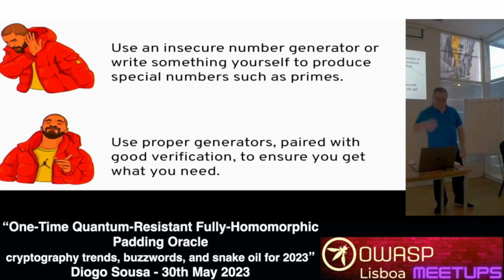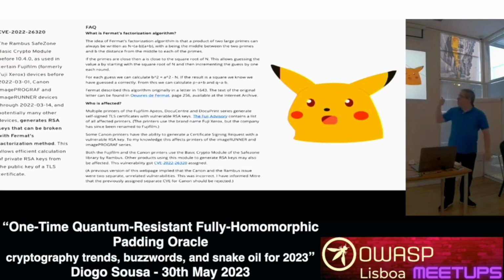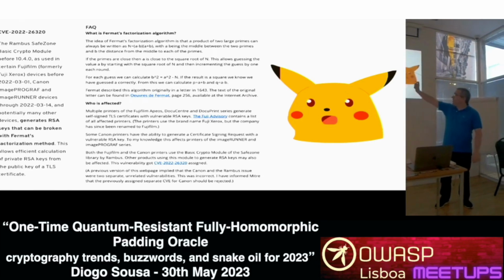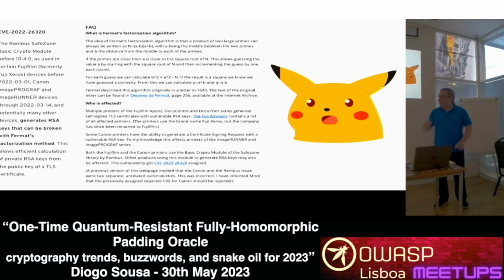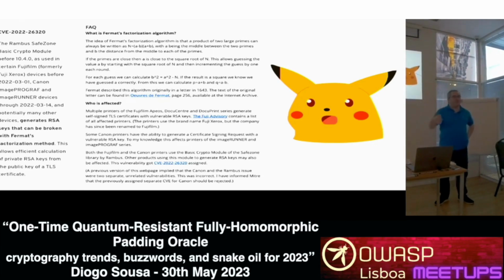Well, luckily, I came prepared. So this CVE is from last year, and there's a lot of text here, but I'll give you the list. This is for Fujifilm and Canon printers. So basically, they generated keys to sign the firmware for those printers and to sign those programs. And here's how they generated the primes for RSA.